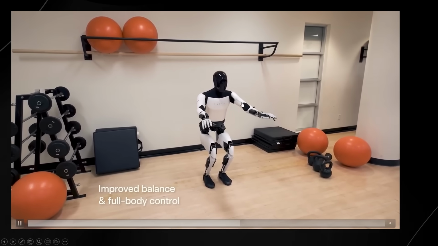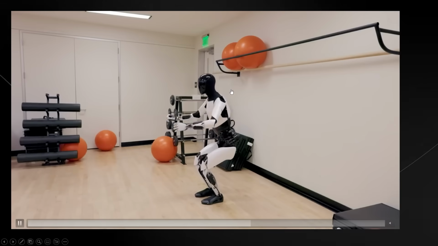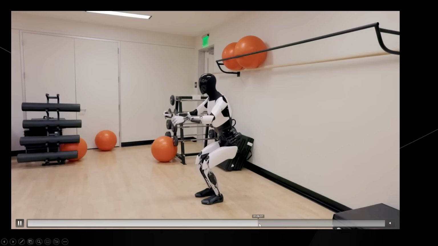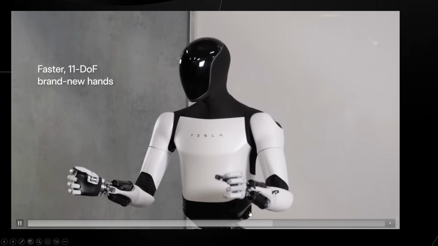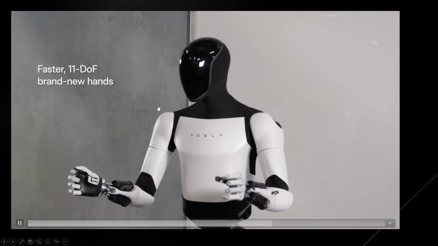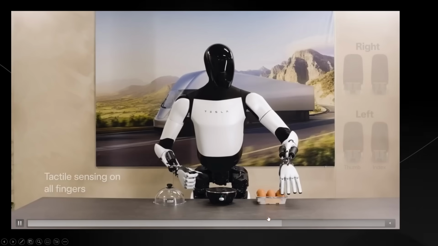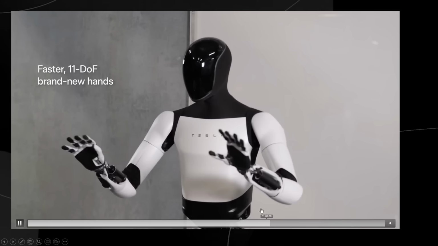Now, what was also very interesting was, like I said, improved balance and full body control, which we did talk about. And this squatting here was absolutely amazing, as was the fact that we got these hands here. There are two things that many people did miss about this: the faster hands. And I want to talk about that because it's really important. One of the first things people missed was the fact that this isn't sped up.